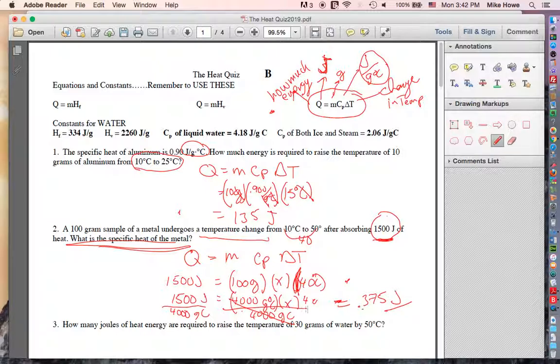Since no units cancel, you just leave them all in there. Joules over GC. Which is good because that matches what I told you the heat capacity was supposed to be measured in. All right, so that's the end of number 2.